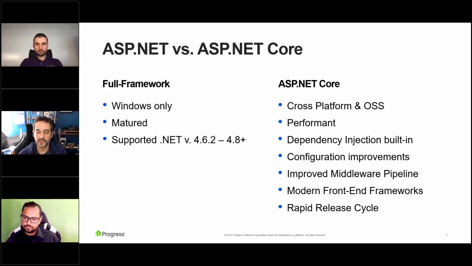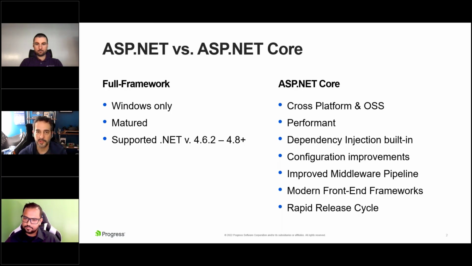Dependency injection is built in. Configuration improvements have been made. Overall, it's just a lot easier to work with ASP.NET Core. It's easier to configure. It's easier to do DI. All that is given to you out of the box. The middleware pipeline has been kind of rewritten. They started that back in MVC 5. We'll talk a little bit about that as well.